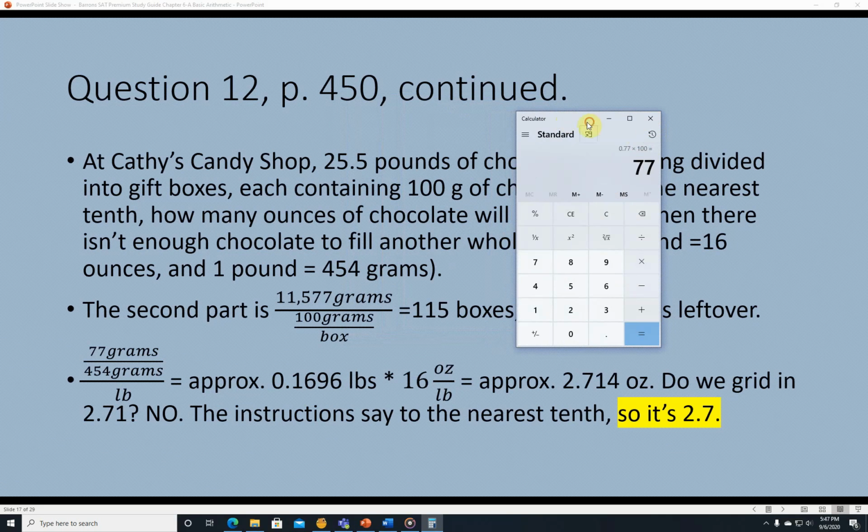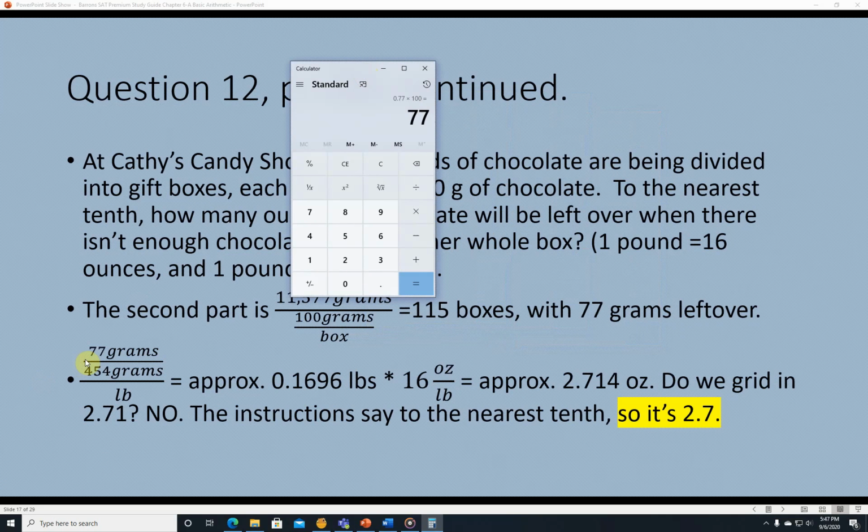77 grams. Okay, we have to convert that back to pounds, so we're going to divide that by 454 grams per pound. Boom, which is approximately 0.1696. You can see it here, 1696035, and so on. That probably goes on forever to the horizon.